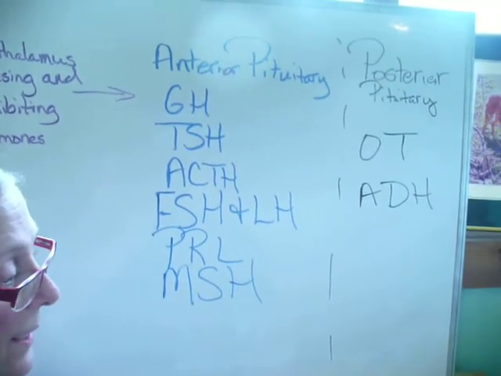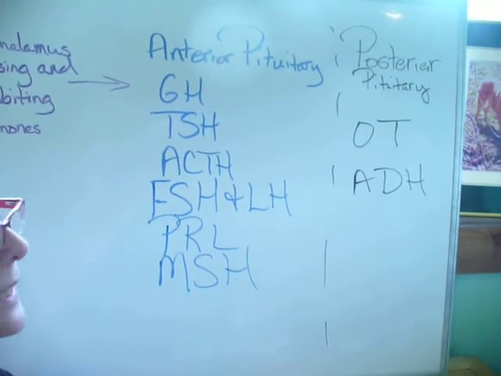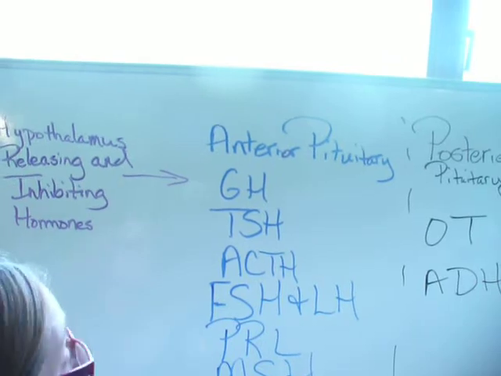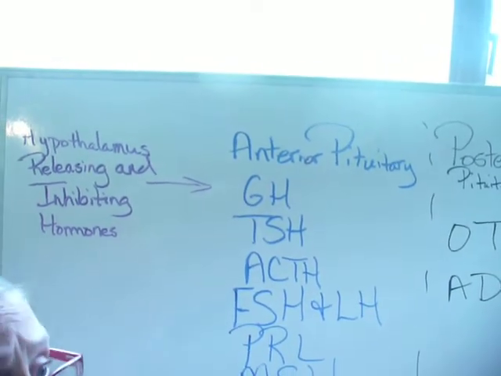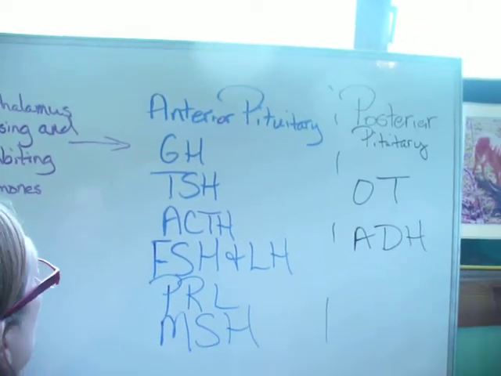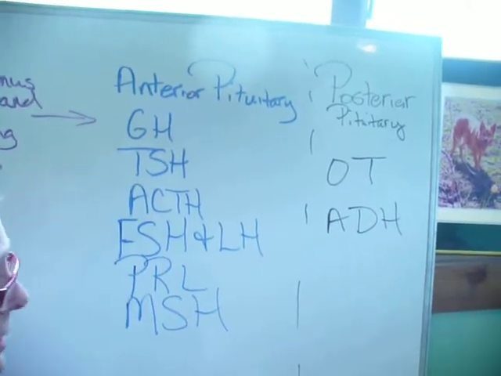Likewise, when there's not that need, that's when the growth hormone inhibiting hormone will be produced and have a negative impact on the anterior pituitary's production of growth hormone. Okay, so that takes care of growth hormone.